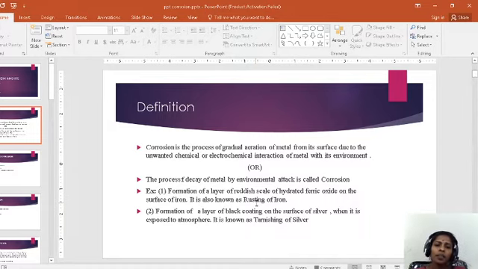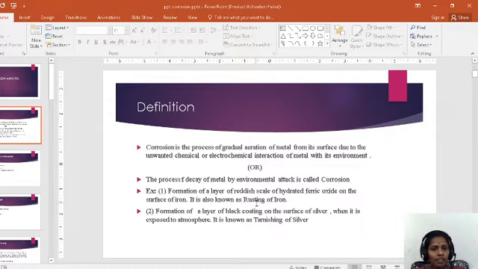And one more example you can observe in silver materials. Even on silver metals, a black layer is forming. That black layer is also an example of corrosion, but it is not stable like the rusting of iron. This black layer can be removed very easily by using some chemicals and washing methods. But it is also one of the best examples of corrosion.